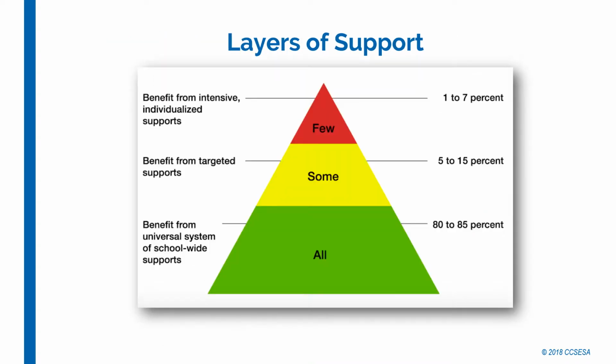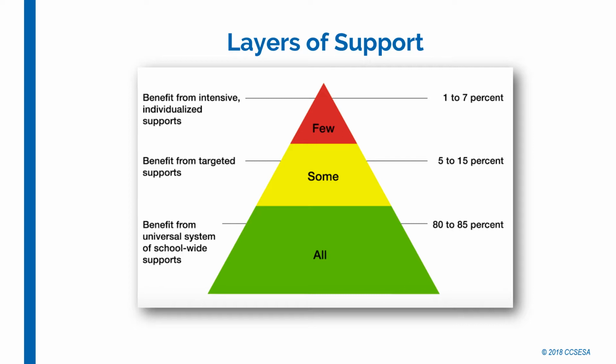Whether addressing academics, behavior, or social emotional learning, it is important to consider what is being done to support high quality first instruction, what systematic processes are in place to identify need, and layer additional support for some students who need targeted supports in these areas. Additionally, what is in place to identify needs and layer further supports for those students that benefit from intensive individualized academic, behavioral, or social emotional supports.